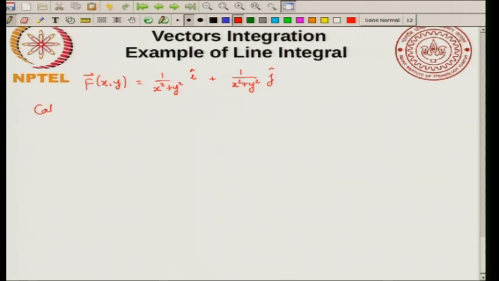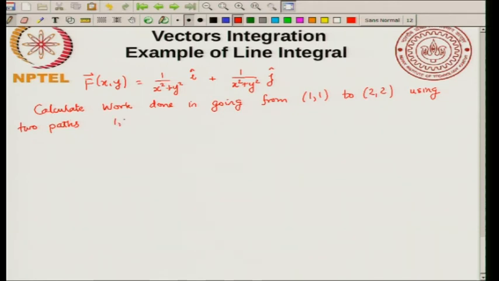So, calculate the work done in going from (1,1) to (2,2), and we will do it using two paths. The first path is you go from (1,1) to (2,1) along a straight line, and then you go to (2,2).